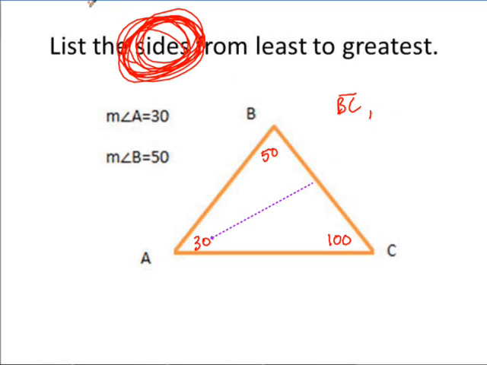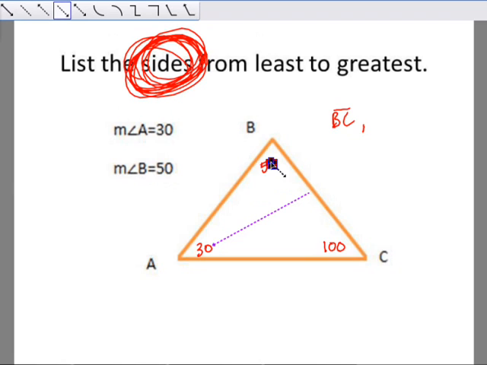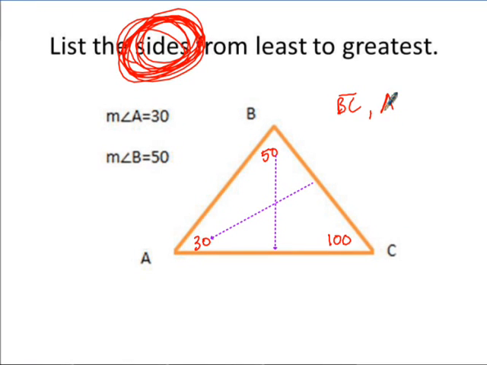The medium side is across from the medium angle, okay? Medium side is across from the medium angle. So here's 50, okay? So right across from 50 is this side over here. So that's AC. The only side that's left is AB. So there they are listed, okay?